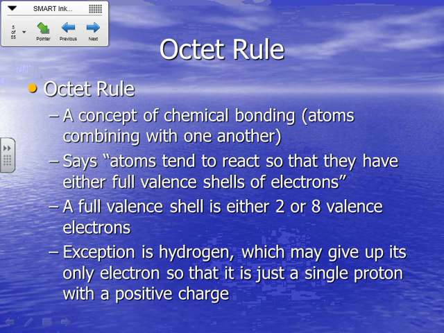The octet rule basically says that atoms tend to react so they have full valence shells of electrons. I just forgot to take part of this off the PowerPoint. Okay, atoms tend to react, so they have full valence shells of electrons. Now, full valence shell could mean 2 or it could mean 8. All right? And here's why. I didn't put this on the notes, but we're going to talk about it.